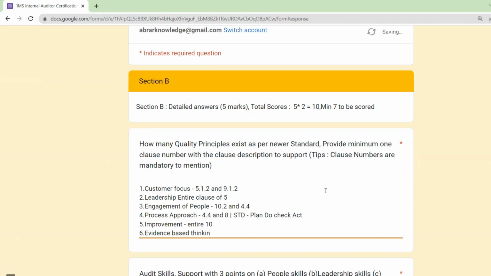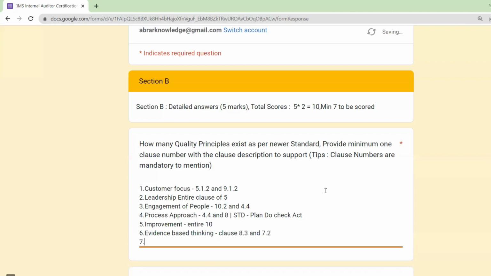So you can give so many, especially from class number 8. You can give class number 8.1, 8.2, 8.3, 8.4, all that you can give. Maybe I will take 8.3 as design and development. I will also take 7.2 as well, competence requirement. And then let's go to evidence. The last one is relationship management.